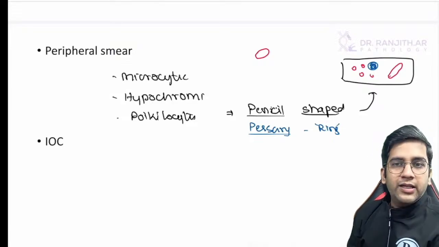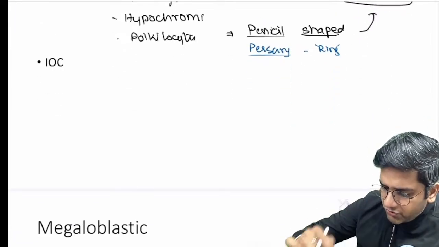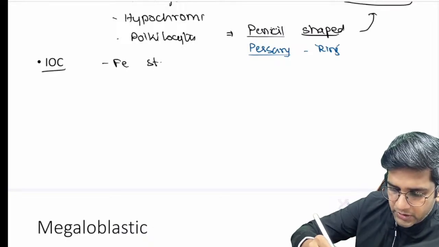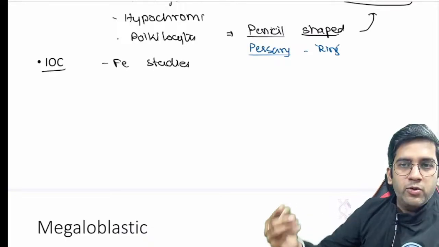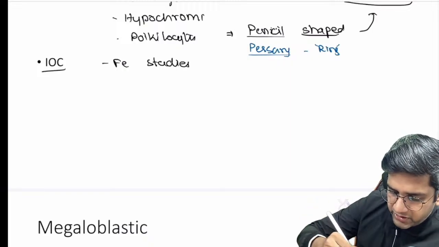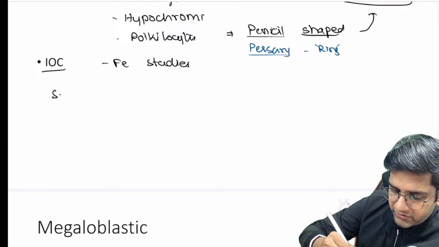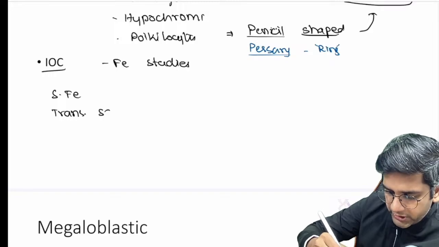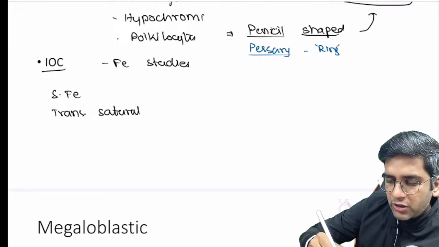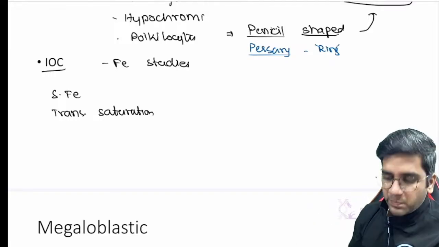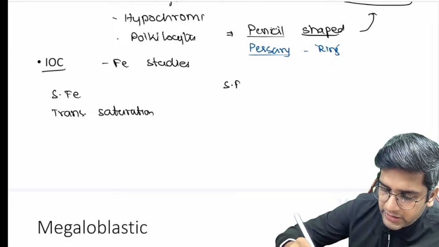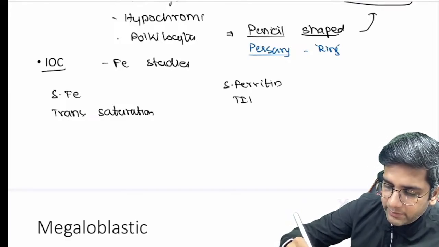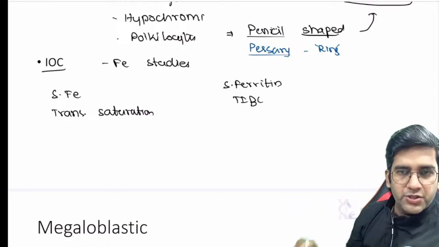So once I know that, then the investigation of choice. Investigation of choice in case of iron deficiency anemia has only one answer, it's iron studies. Without iron studies, you will not be able to diagnose it, fine. There are 4 iron studies. One is serum iron, then we have transferrin saturation. Are these both directly proportional or inversely proportional? The next 2 are serum ferritin and the total iron binding capacity, TIBC. Are these directly proportional or inversely proportional?